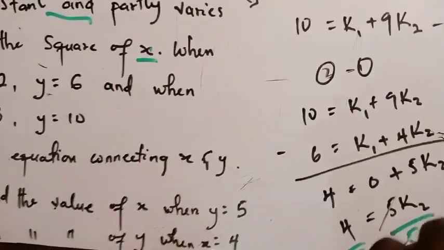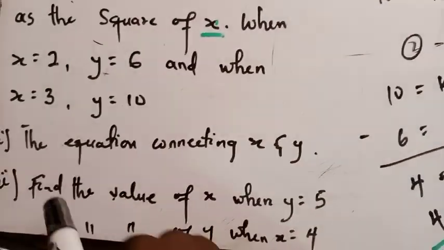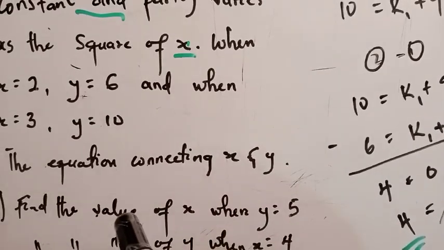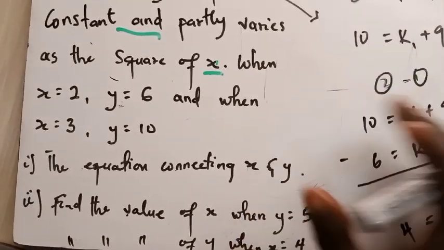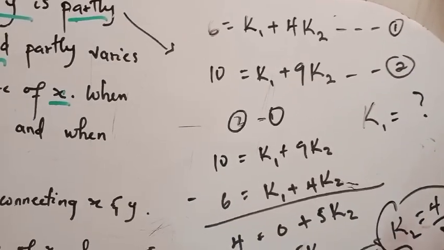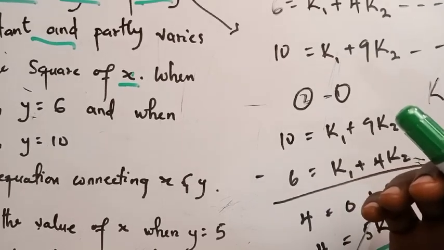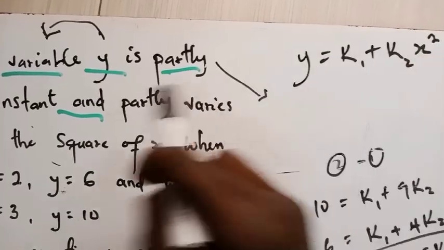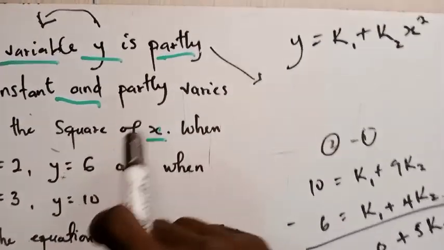Okay, now how are you going to proceed? Because you need to have those two things before you can proceed, right? So the first part of the question is saying that you are going to find the equation connecting x and y, right? So how do you solve that? If you have the values of the k1 and the k2, where is our equation, the starting point here? This is the equation that we had at the beginning. This is the general equation. What I mean by the general is because y is partly constant and partly varies as the square of x, right? So this is how it goes.